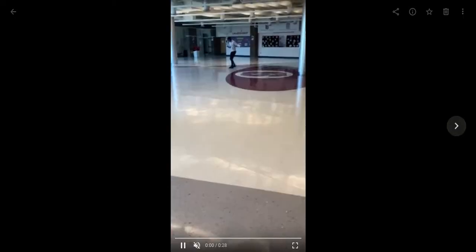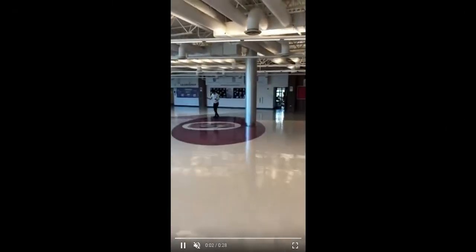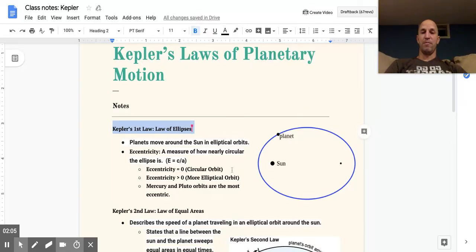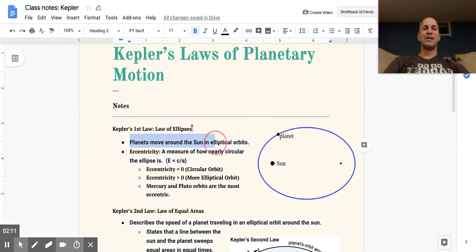Let me go back to our notes section. Let me make sure we're recording. There we go. So for the law of ellipses, your first bullet: planets move around the sun in elliptical orbits. All right, so planets move around in an ellipse.